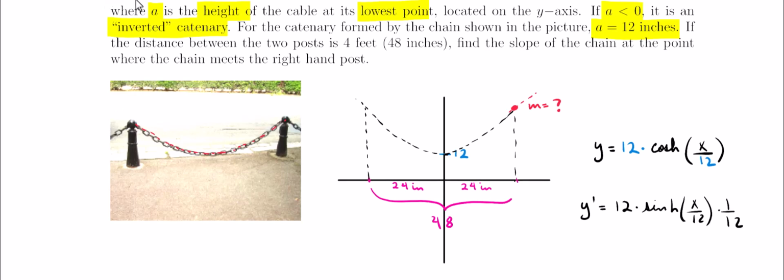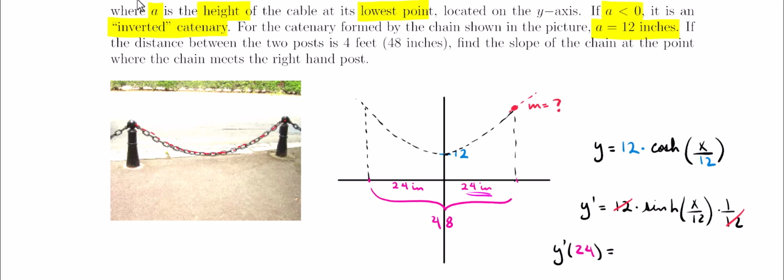So that's going to cancel the 12s, and we're just left with y prime is equal to the sinh of x over 12. Now, we want to go ahead and evaluate the derivative at a particular point, at the point where the chain is meeting the right-hand post, which, as we saw, is at a distance of 24 inches. So let's see what the derivative would be at 24 inches.